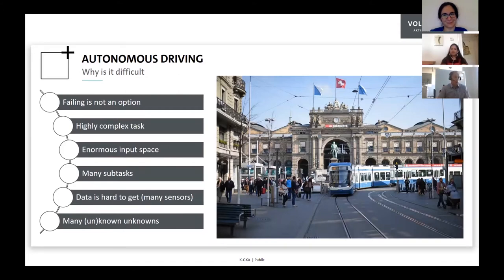Second thing, which you can see in this picture on the right-hand side, of course, it's a complex task. There's many subtasks. There's an enormous space of possible inputs and scenarios and situations and objects which are changing all the time. So it's unclear how to model and understand this world. There's many subtasks, as I just laid out in the slide before. And in terms of looking at machine learning and its safety aspects, of course, the data that you need for this is hard to get. That's very important to know.